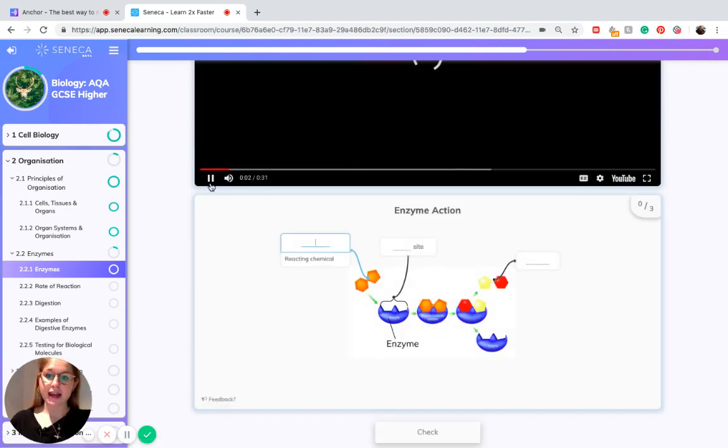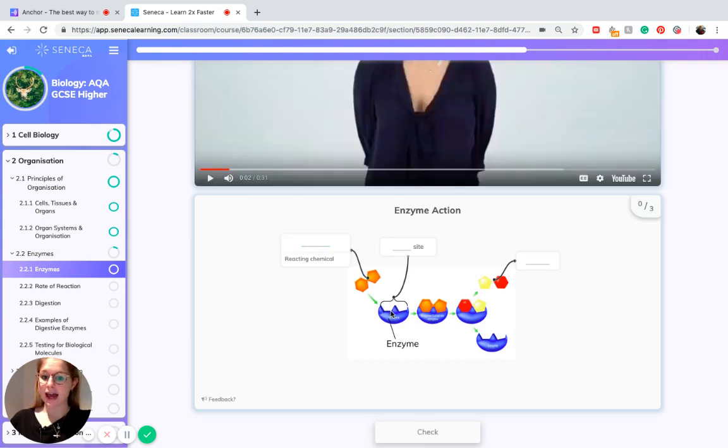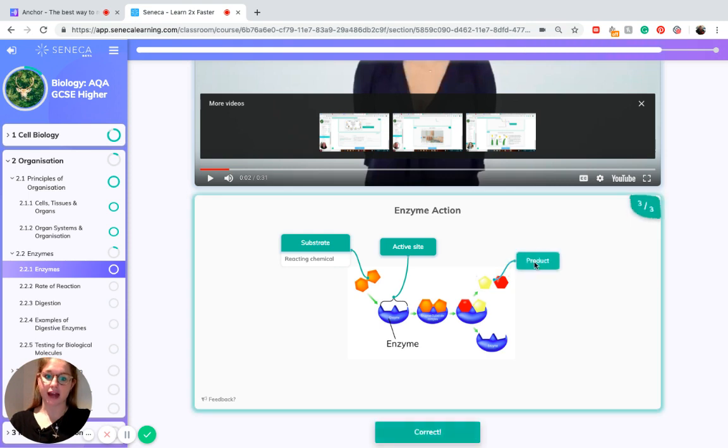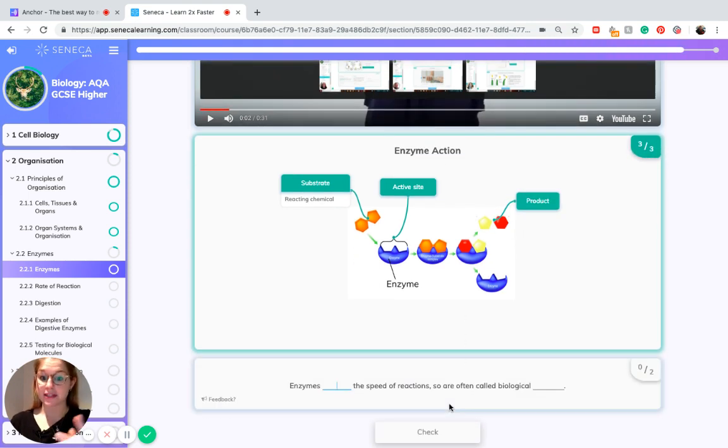If we were to label a diagram showing the enzyme action, the enzyme has its active site, which a substrate fits perfectly to, and the substrate is the reacting chemical. Then, once the substrate has bound, it forms an enzyme-substrate complex. The enzyme then undergoes a change, and the substrates are converted into the products of the reaction. The enzyme has now done its job and can go on to do the same with more of the same type of substrate.